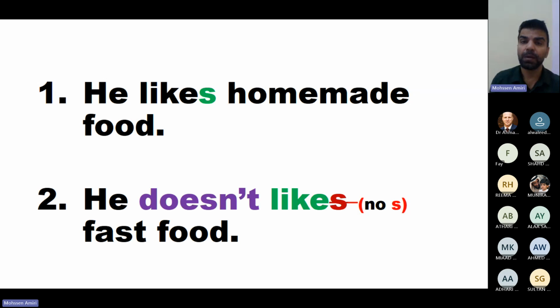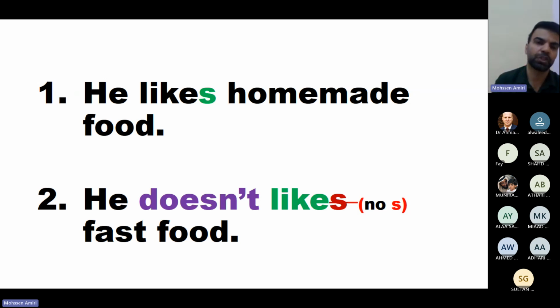No, it is important and you should be careful. He likes. When we're talking about someone else, if it is a third person, he or she or it, the fi'l must get S, all right? He likes, she likes, she speaks, he cooks. See, the fi'l getting S. So you need to be careful about these nukat in your English.